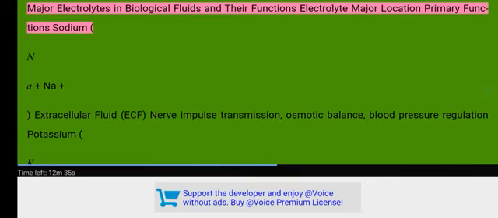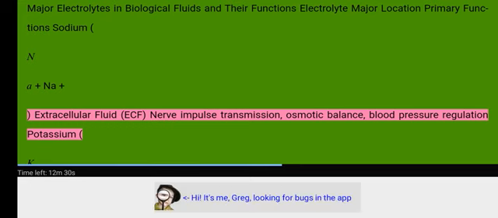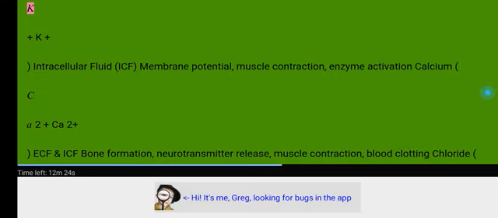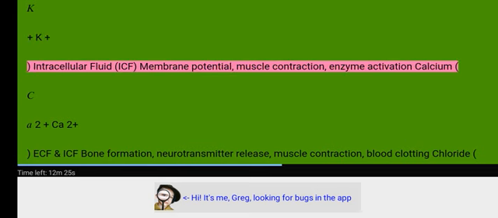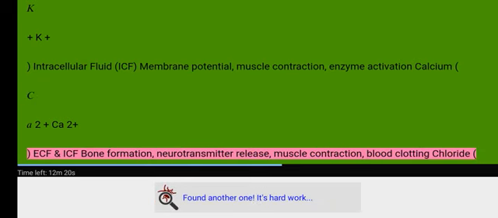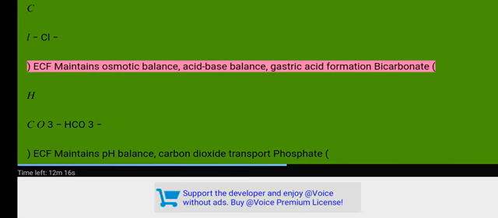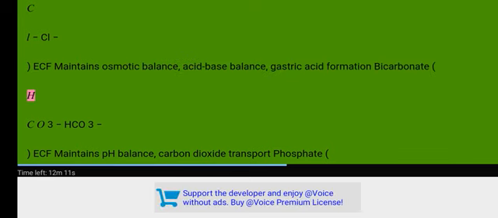Major electrolytes in biological fluids and their functions. Sodium Na+: extracellular fluid, ECF; nerve impulse transmission, osmotic balance, blood pressure regulation. Potassium K+: intracellular fluid, ICF; membrane potential, muscle contraction, enzyme activation. Calcium Ca2+: ECF and ICF; bone formation, neurotransmitter release, muscle contraction, blood clotting. Chloride Cl-: ECF; maintains osmotic balance, acid-base balance, gastric acid formation. Bicarbonate HCO3-.